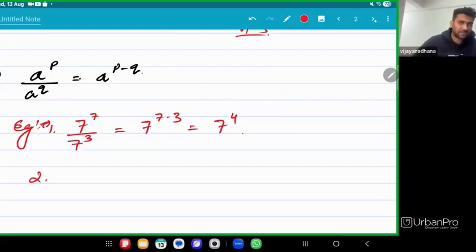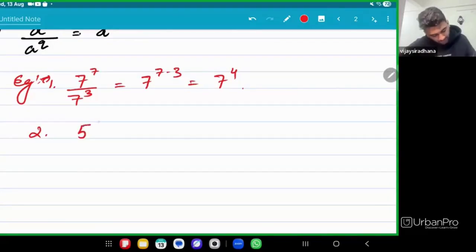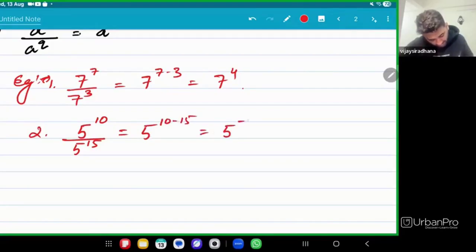Now let's see example number 2, which will be slightly tricky for you. What if the denominator power is more and the numerator power is less? Suppose there is 5 to the power of 10 divided by 5 to the power of 15. Then what will you do? You should apply the same rule, which is 5 to the power of 10 minus 15, which is nothing but 5 to the power of minus 5.